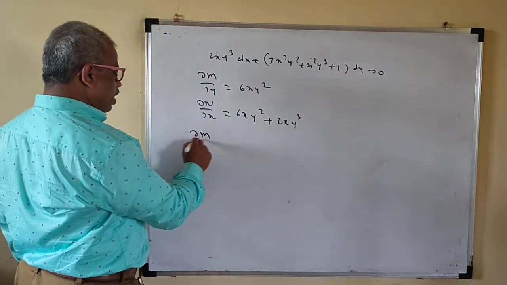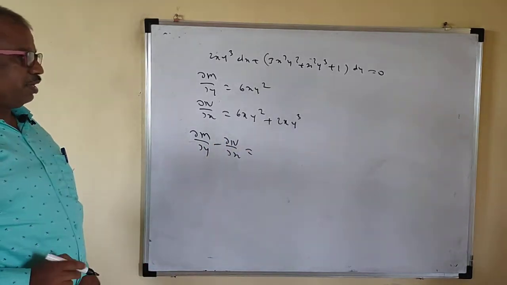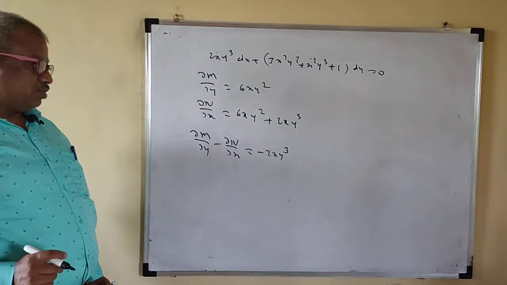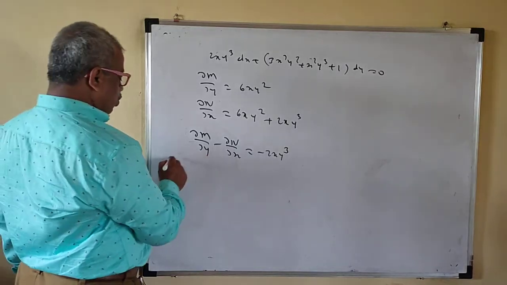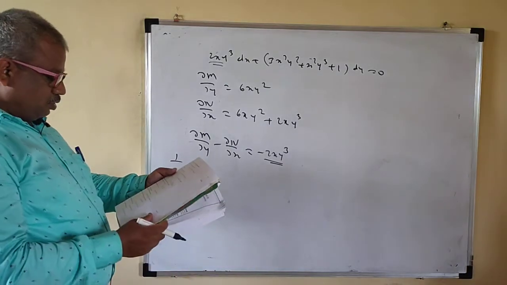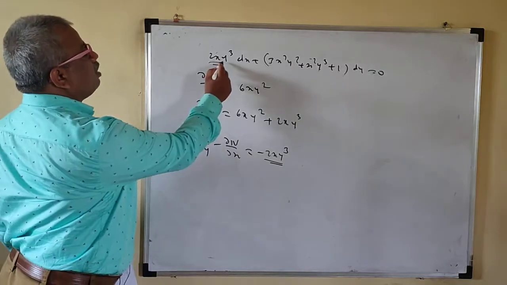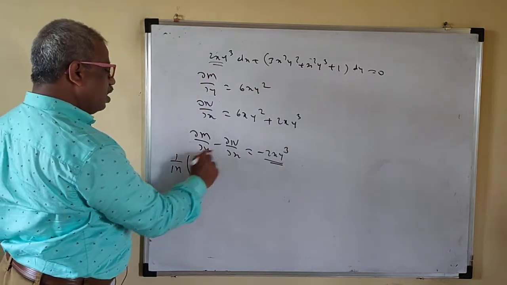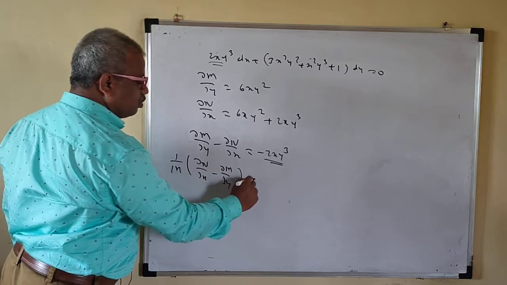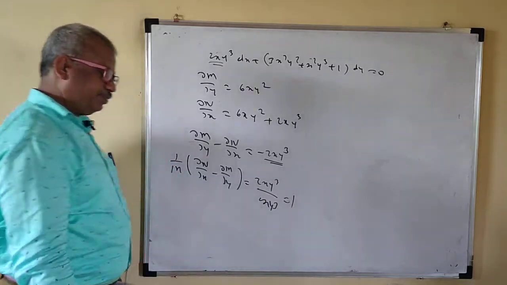So what is your ∂M/∂y minus ∂M/∂x? The 6xy² cancels, so this is minus 2xy³. Okay. If you divide by this 2xy³, this is M, so 1 upon M. I will replace this ∂N/∂x minus ∂M/∂y. So this is 2xy³ upon 2xy³, so this is 1. Okay.